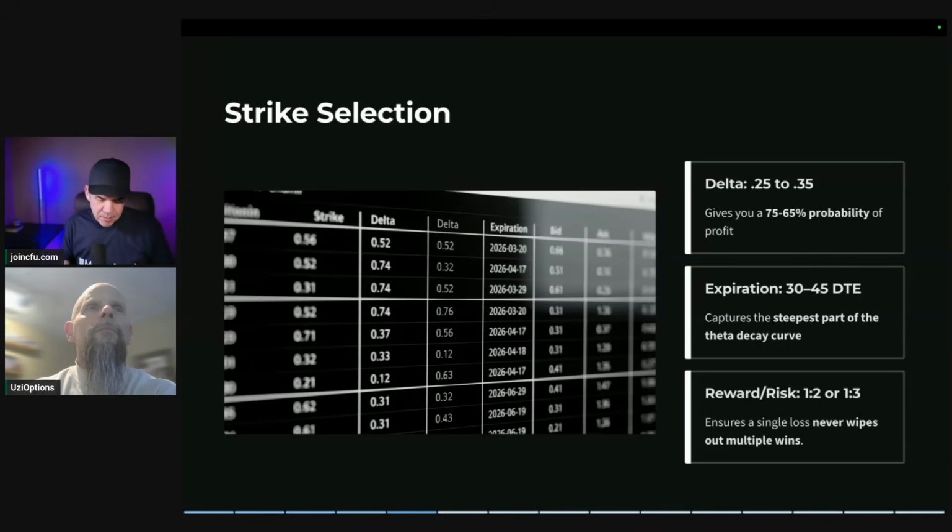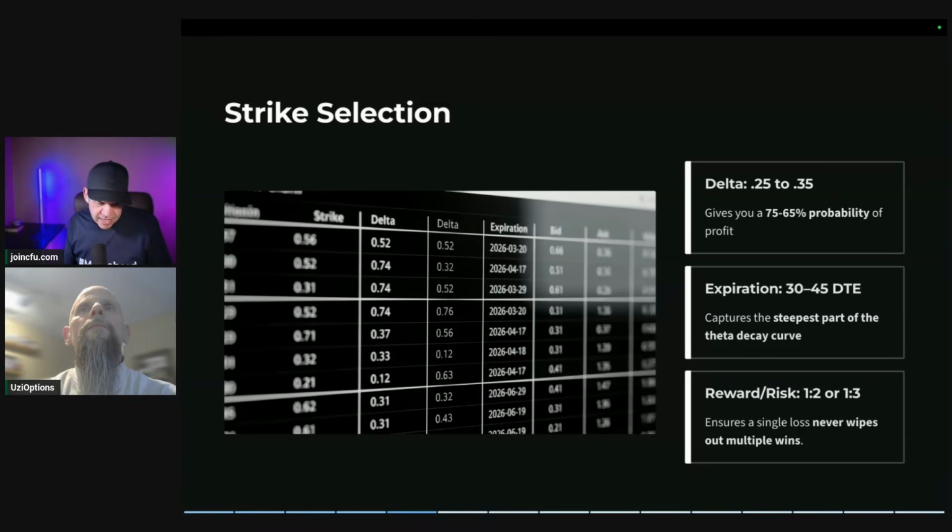There's a lot of people that say you should do delta 10, delta 15. I hear ya. You have a very high probability of profit on that, but I don't think you're getting enough reward for the risk. You're not getting enough premium, not enough capture on that. And then you're taking on the downside risk, or you're going to have to go really wide in order to get a meaningful dollar amount out of that. So I say delta 25 to 35 is that sweet spot.